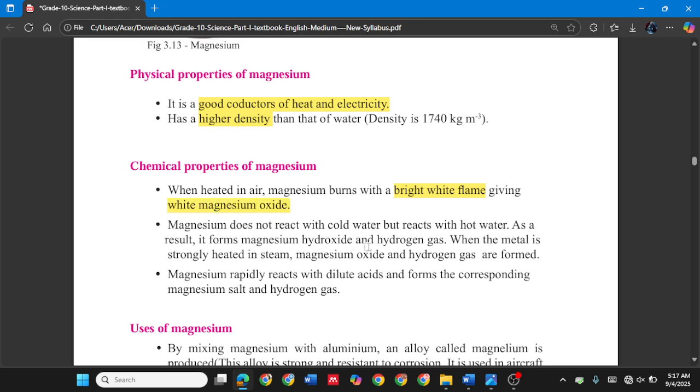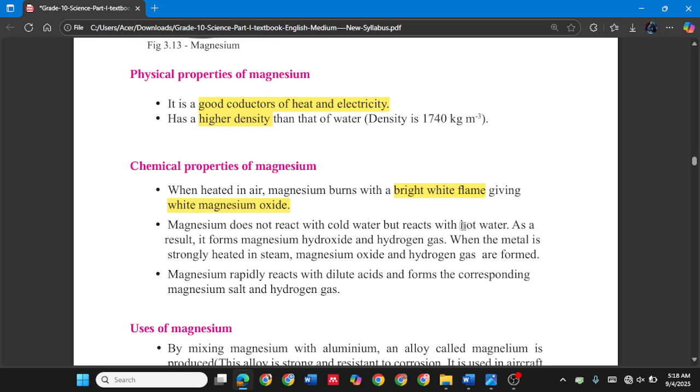And magnesium does not react with cold water but reacts with hot water. So it does not react with cold water, see. But in the air we have to burn it by giving oxygen. That's why we get magnesium oxide. But when it comes to sodium, it reacts with air at the very first place when it contacts air. So here this has to burn in air and give a bright white flame and white magnesium oxide powder. Magnesium does not react with cold water but reacts with hot water.